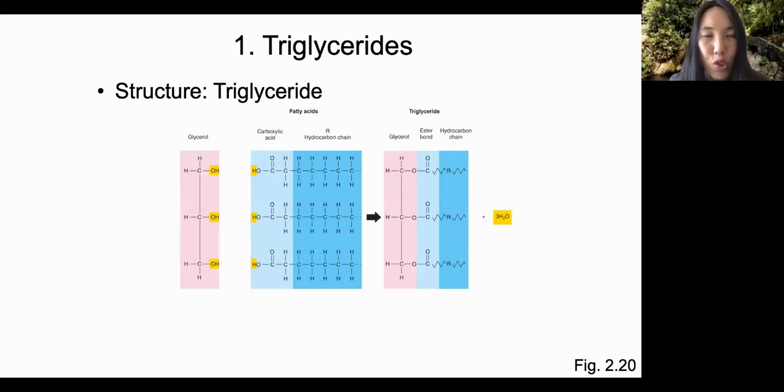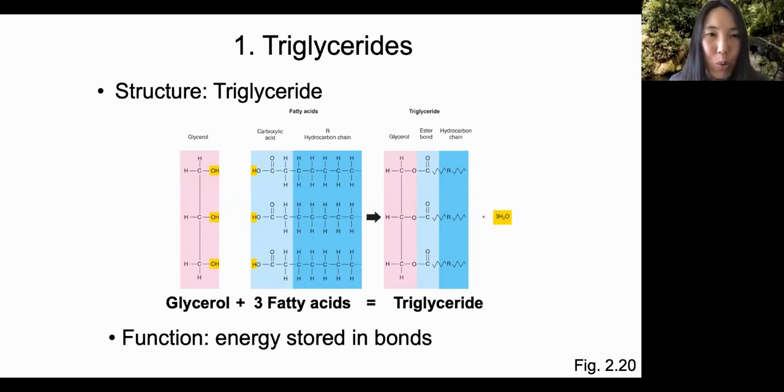Now look at the overall structure of a triglyceride. It consists of a glycerol, which is where the word glyceride comes from, and 3 fatty acids. So the 3 fatty acids is where the word tri comes from, and that gives you a triglyceride. And remember, we said that lipids are a great source of storage energy. And the reason is because in the bonds of all the carbons and hydrogens in the fatty acids, that is where the energy is stored.